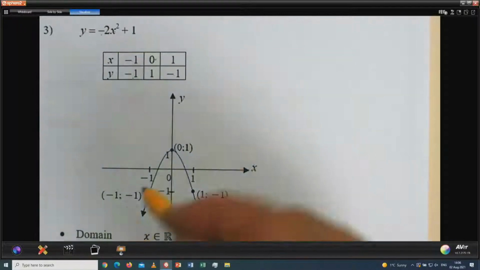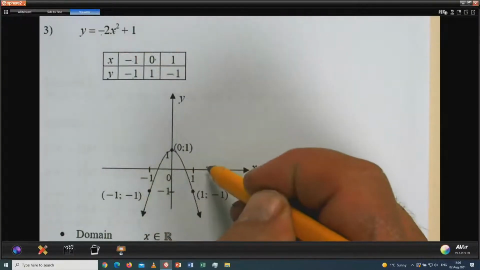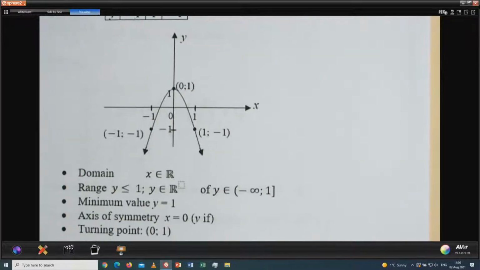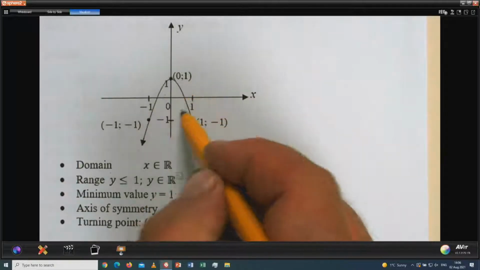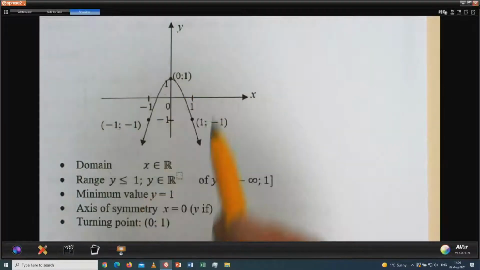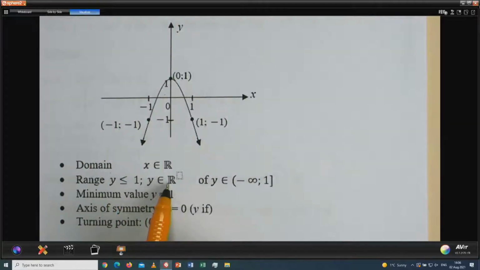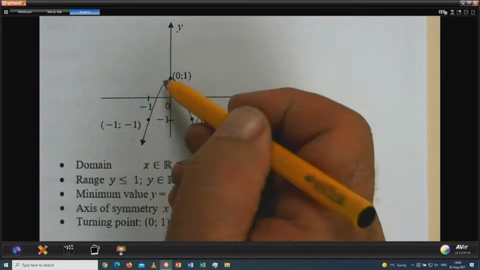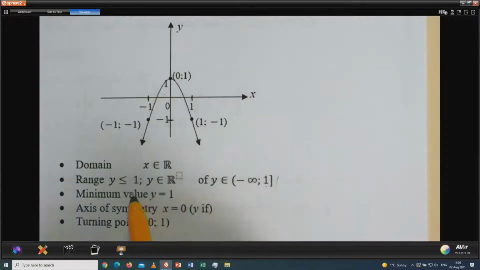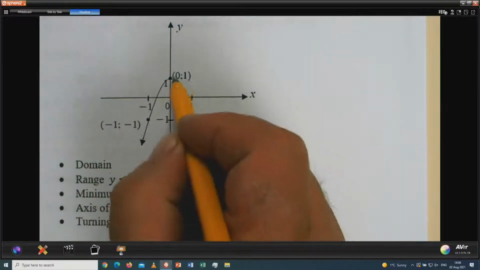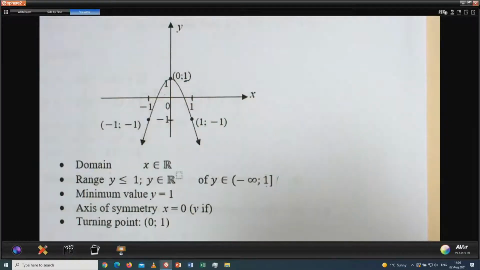The domain here, all x values will hit the graph. So the domain is x an element of real. In this case, the range, all y values less than or equal to 1 will hit the graph. So y is less than or equal to 1, y an element of real. Or you can use the notation y is an element of (negative infinity, 1]. Square bracket on 1 because 1 is included, and infinity and negative infinity always take round brackets. Now, the maximum value is the y coordinate of the turning point, so y equal to 1 is your maximum value.